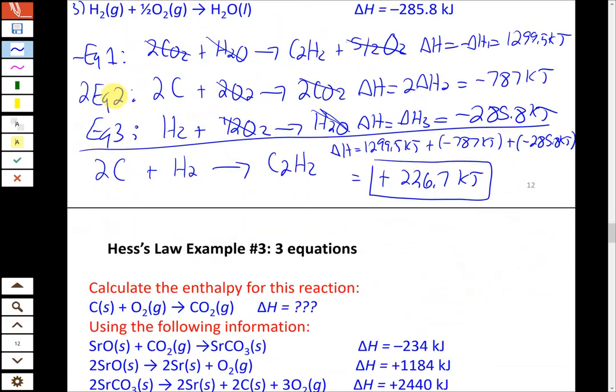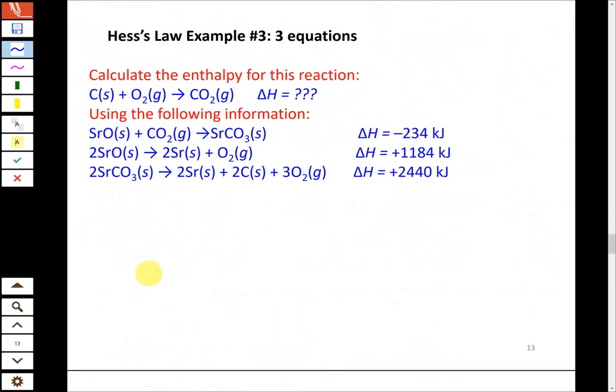All right, let's do one more example. So this is a more roundabout one. It's the combustion of CO2, but we're using all these weird equations down here that involve strontium oxide, strontium carbonate, and so on.